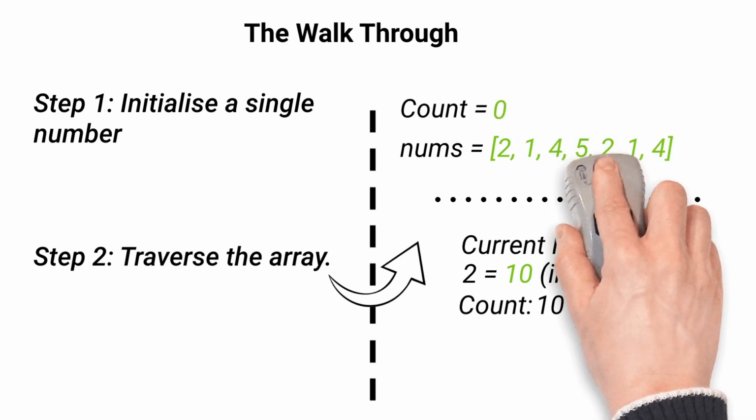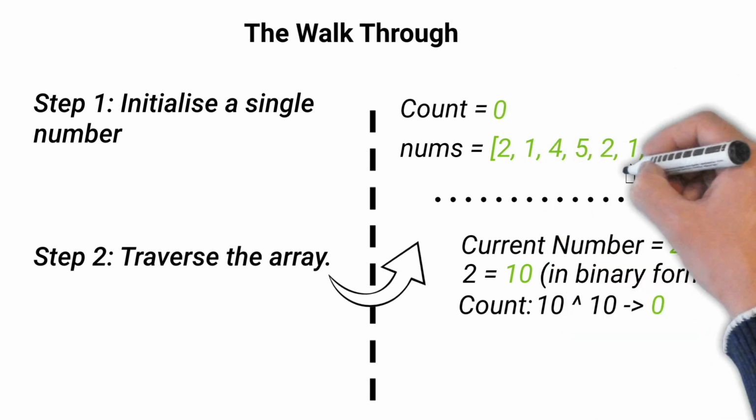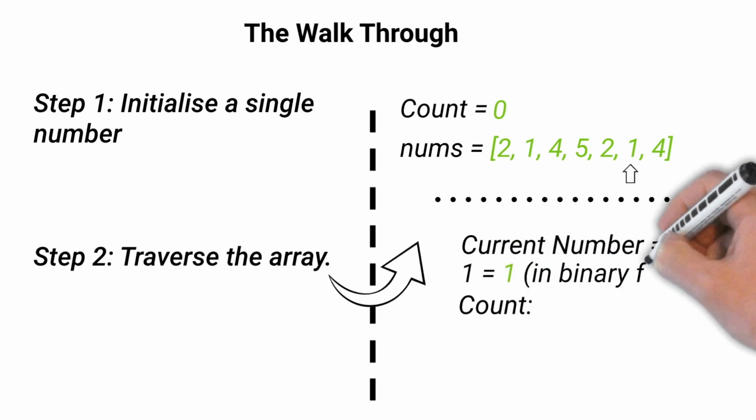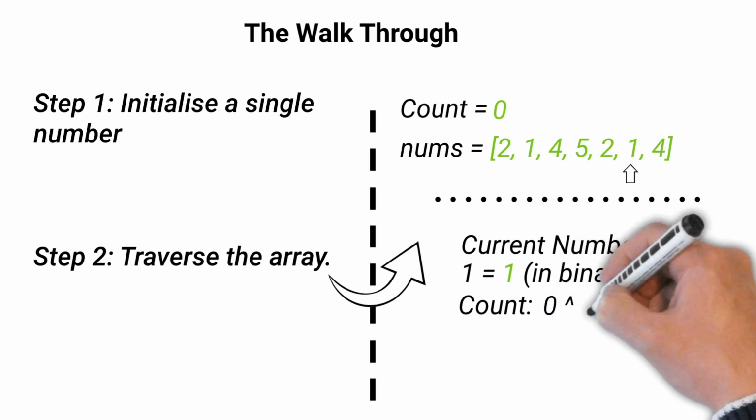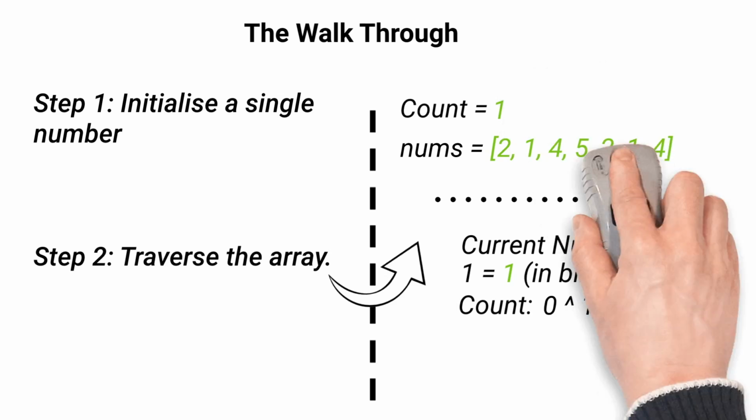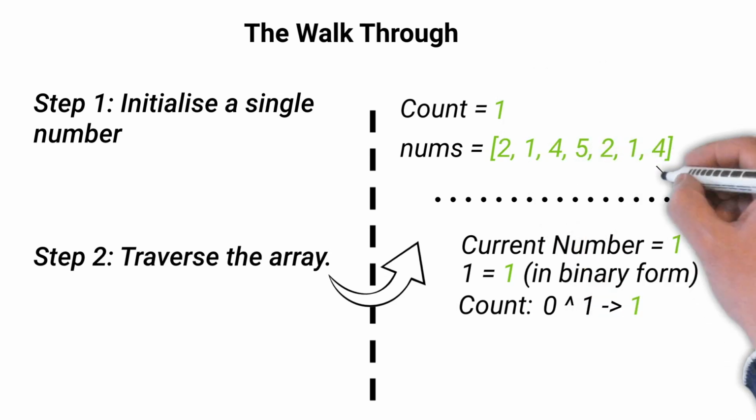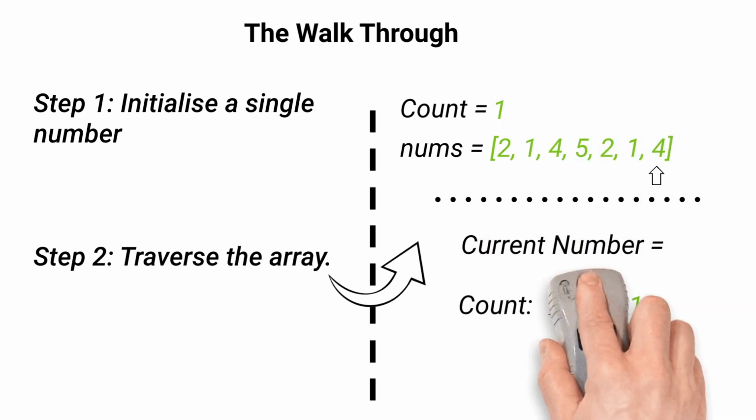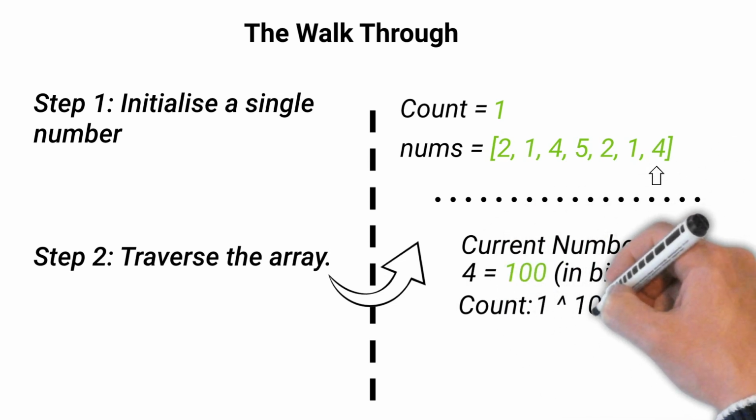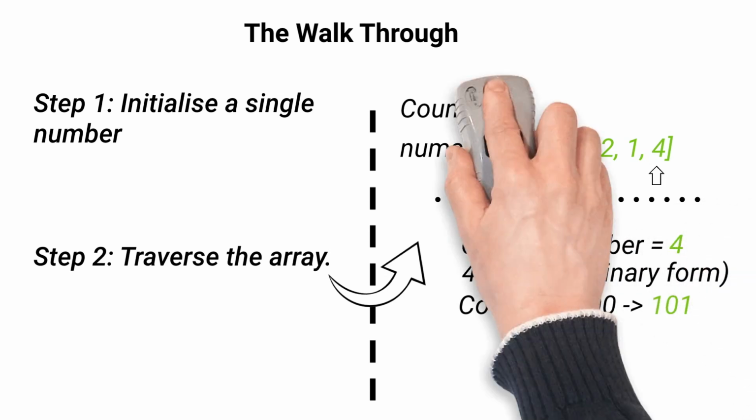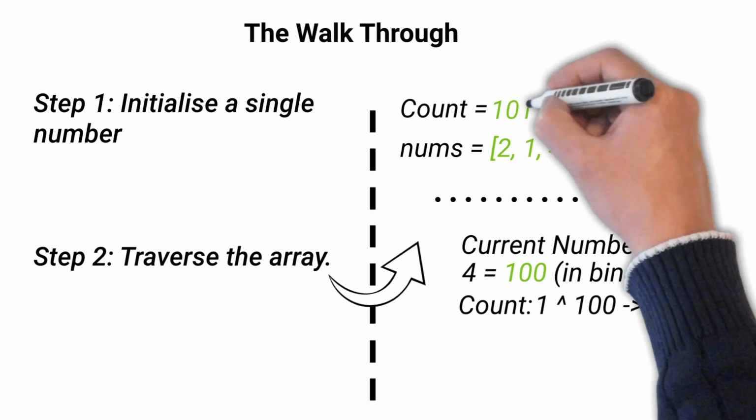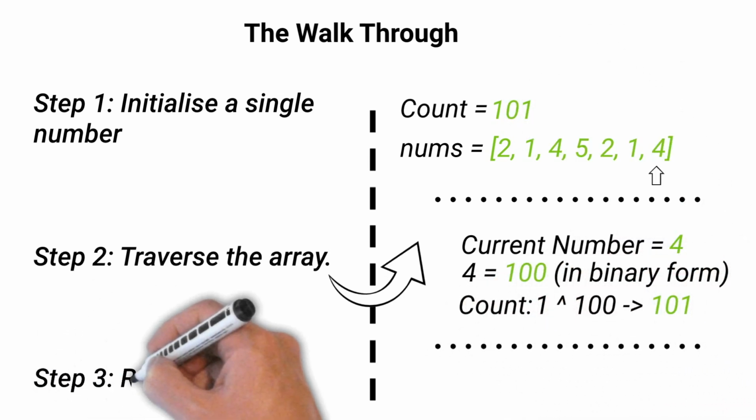We update the pointer. Set current number equal to 1. 1 in binary is 1. So 0 XOR 1 is equal to 1. And finally we move the pointer to the last element in the array, which equals 4. So we set the current number equal to 4. 4 in binary is 100. 1 XOR 100 is equal to 101. 101, when converted out of binary, is equal to 5.